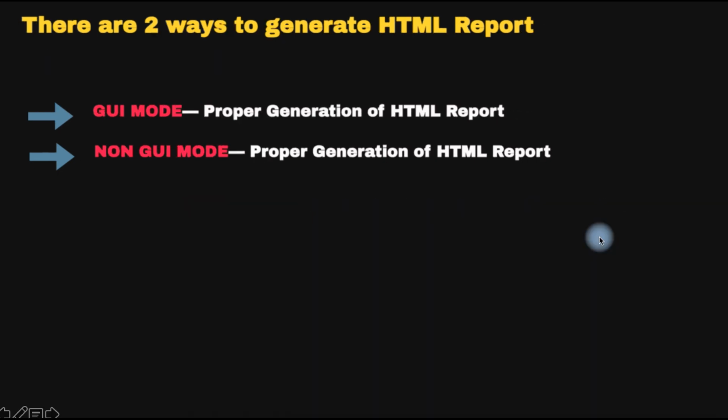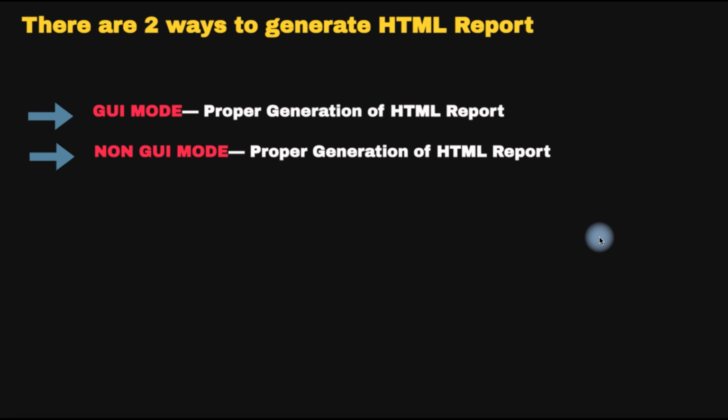Hi guys, I'm super excited to explain how to generate this HTML report. This HTML report can be generated in two modes. One is GUI mode, another is non-GUI mode. GUI mode means graphical user interface. Non-GUI mode is non-graphical user interface. Today's session will focus on how to generate this HTML report in non-GUI mode.